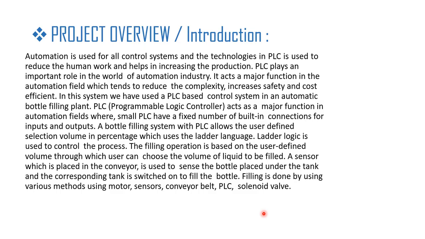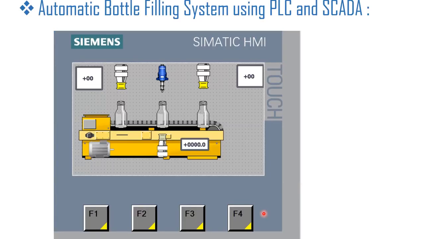So we have to use some sensors to detect the position of the bottles. Then we have to use a solenoid valve to fill the bottles, and a conveyor belt as a system. So this is our full system.